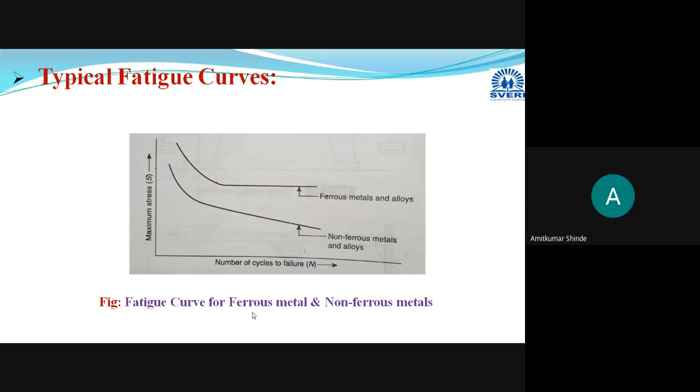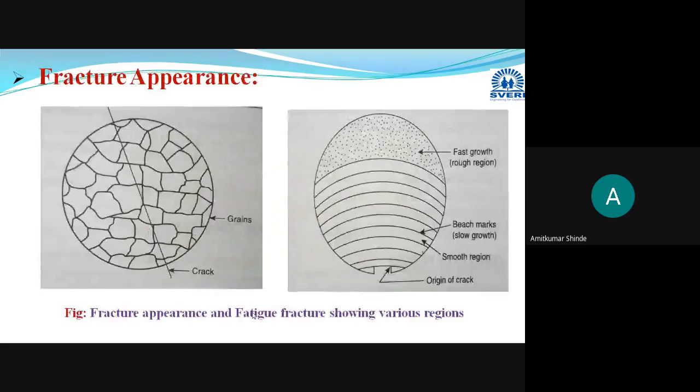For example, magnesium alloys, copper alloys, lead alloys, tin alloys. So these are the two important terms: endurance limit or fatigue limit, and fatigue strength or endurance strength. And the reason behind that, or the exact meaning of those limit values, I have explained here. Then after this, we will move towards the fracture appearance.